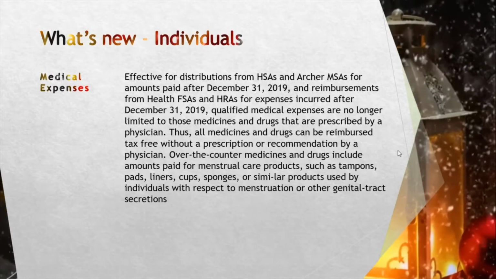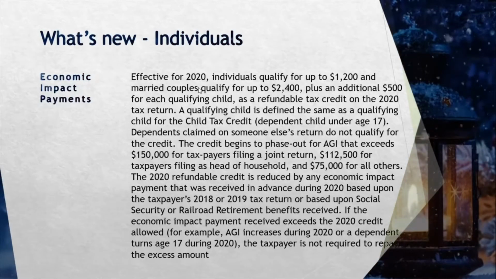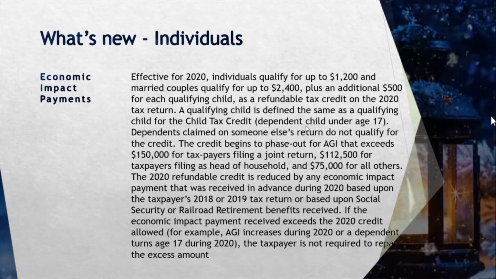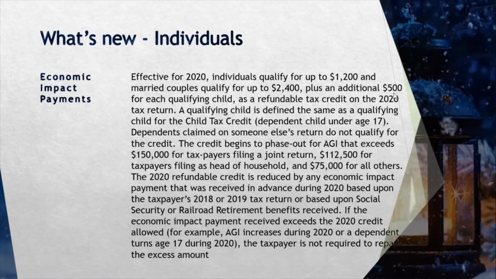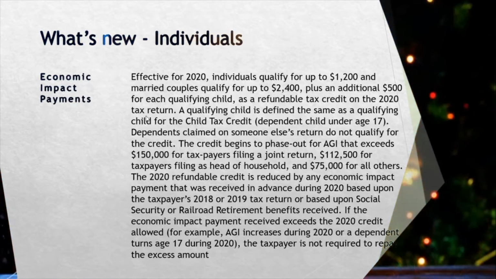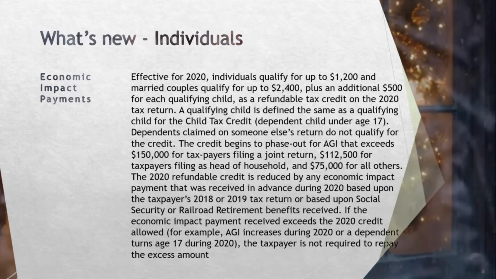Now, the economic impact payments. Most of you have most likely received the $1,200 plus $500 for each qualifying child as a refundable tax credit on the 2020 tax return. If you haven't received it yet, then it's a refundable tax credit. But if you received it, then it's a reconciliation that needs to get done on your tax return. The previous law was the Economic Stimulus Act of 2008. Remember when we had the recession in 2008?